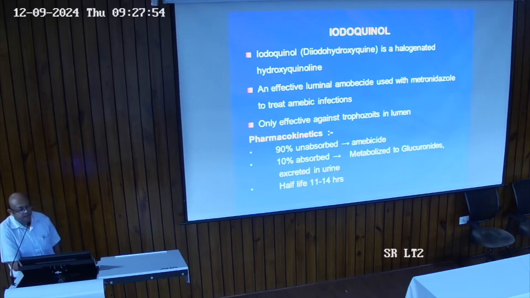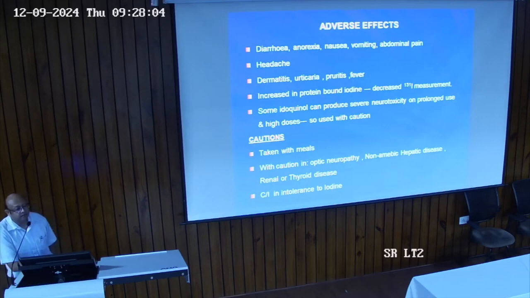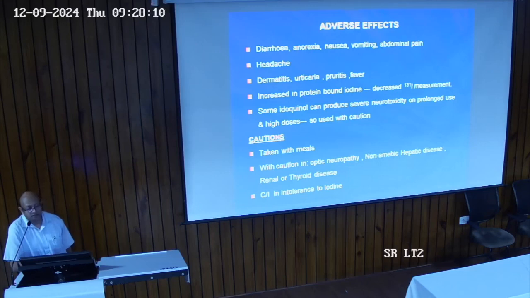Then pharmacokinetics: 90% is unabsorbed and 10% is absorbed, excreted in urine with a half-life of 11 to 14 hours. Adverse effects include diarrhea, anorexia, nausea, vomiting, abdominal pain, headache, dermatitis, urticaria, pruritus, fever, and an increase in protein-bound iodine, that is decreased iodine-131 measurement. So these are actually not of much use, they have only theoretical use.